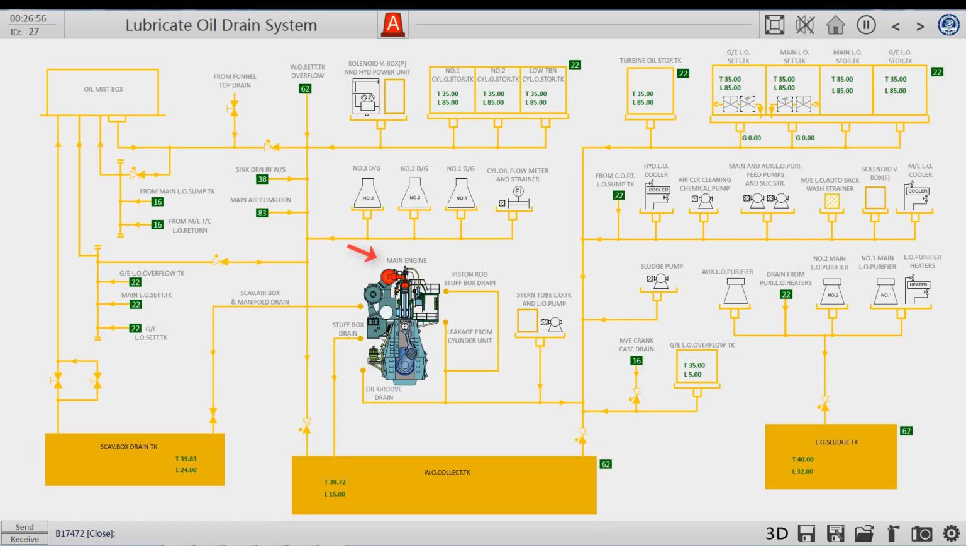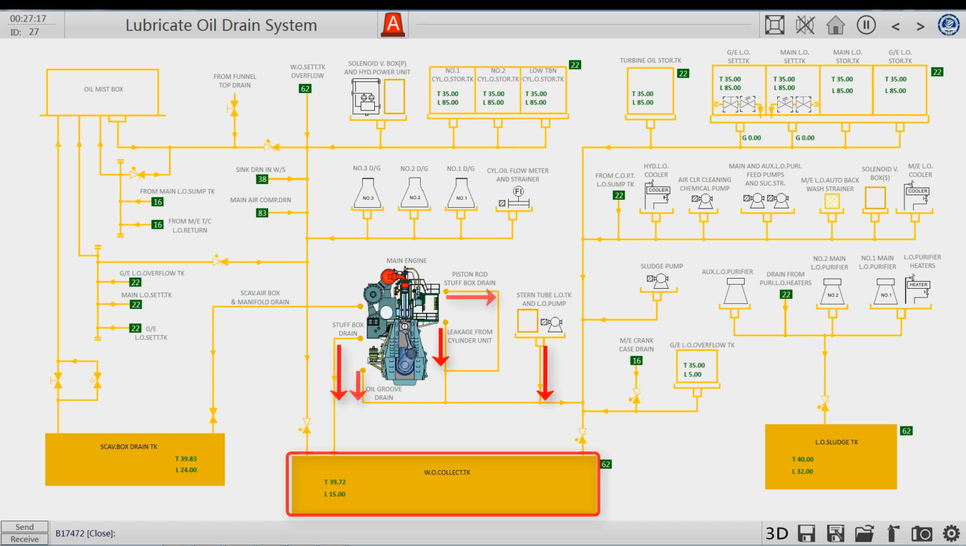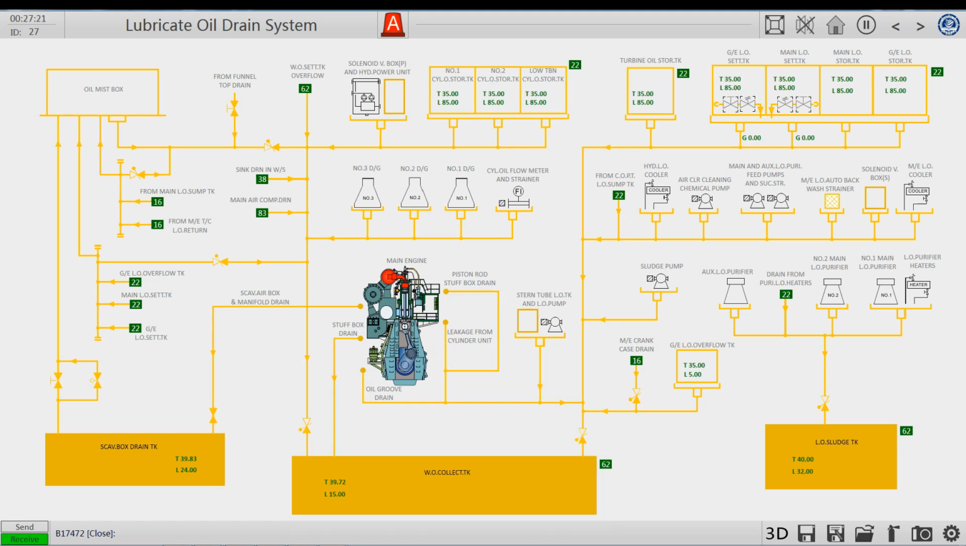First, take a look at the main engine section. There are mainly the residue of the piston rod stuffing box, leakage of the hydraulic cylinder unit, discharge residue of the connecting oil tank, and stern tube oil tank and oil pump leakage and waste oil collection. These are all transported to the waste oil collection tank through the drain line.